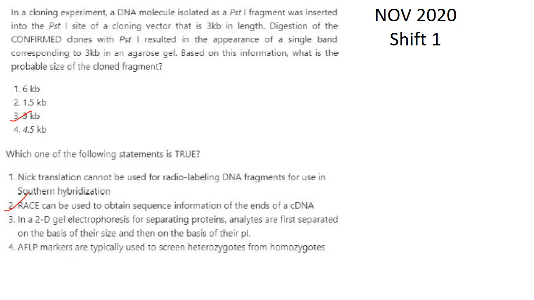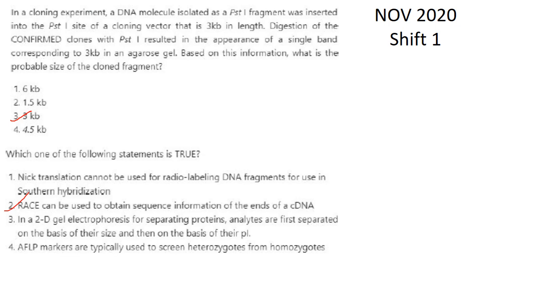So usually in restriction digestion, you will get a band of the insert as well as of the vector. But here the vector and the insert both are 3 kb full length. So you will get only a single band of 3 kb. So the answer here is option 3. Then next one.